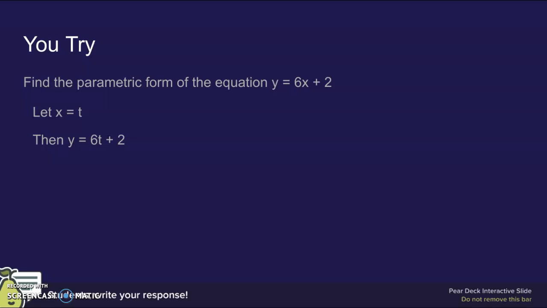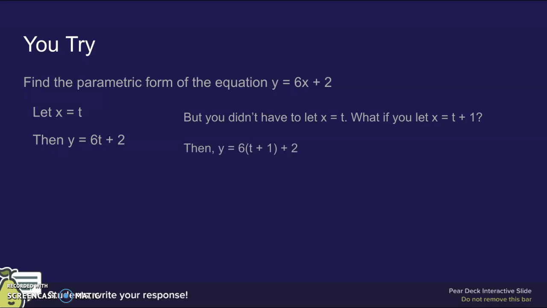Now, it turns out that there are other things you could substitute in for x if you wanted. For example, you could let x equal t plus 1, or t minus 3, or t plus or minus anything you want. And you will get an equation. It'll look a little different, but it's still going to work as far as generating all the points on the line y equals 6x plus 2.